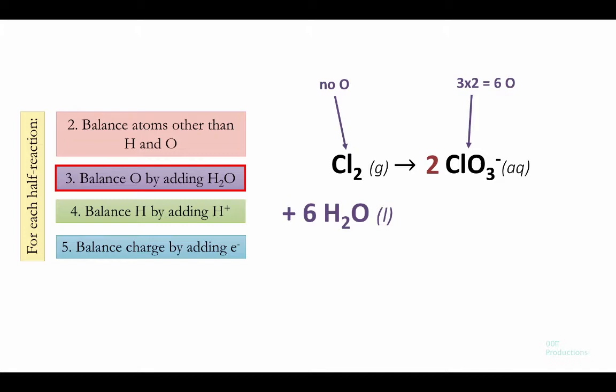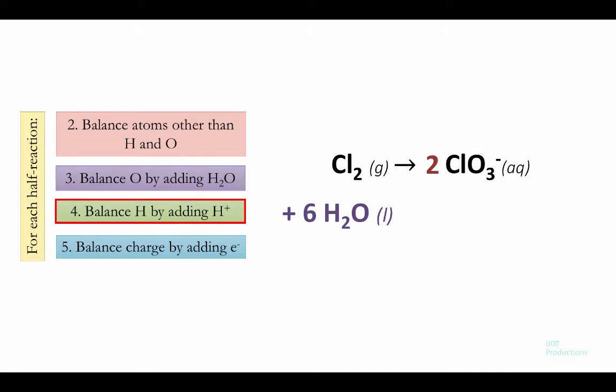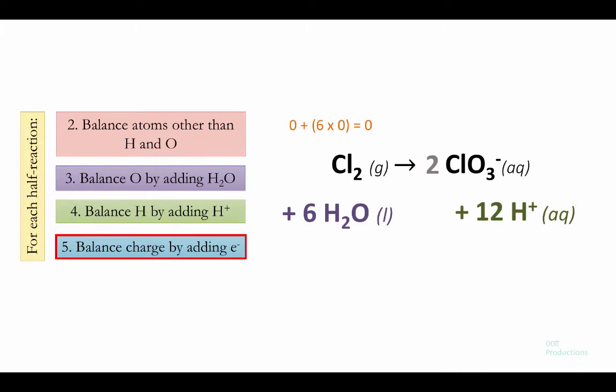Now let's balance our hydrogens. We have no hydrogens on the right side, but we do have 12 hydrogens on the left side, 2 from each of the water molecules. And so let's add 12 hydrogens to the product side. Finally, we're going to add electrons. On the left, we have a whole bunch of neutral species, so that's easy math, 0. On the right side, we have 2 chlorate ions with a -1 charge, and we have 12 hydrogens with a +1 charge, so that's +10.